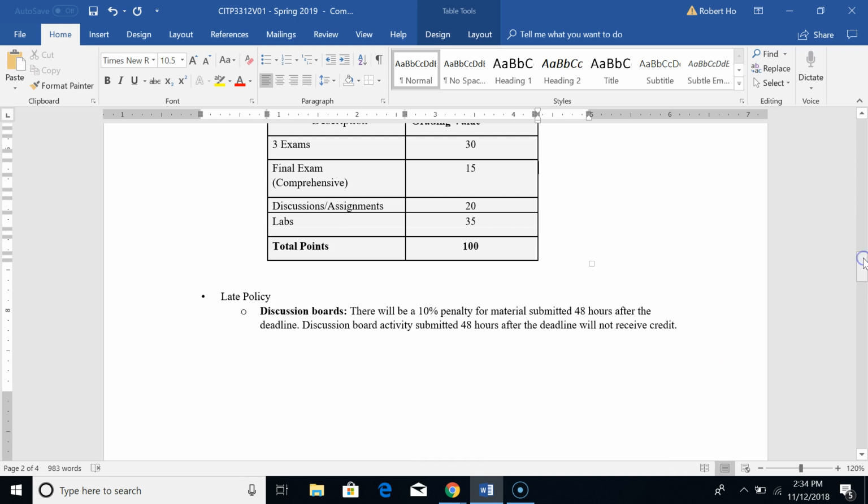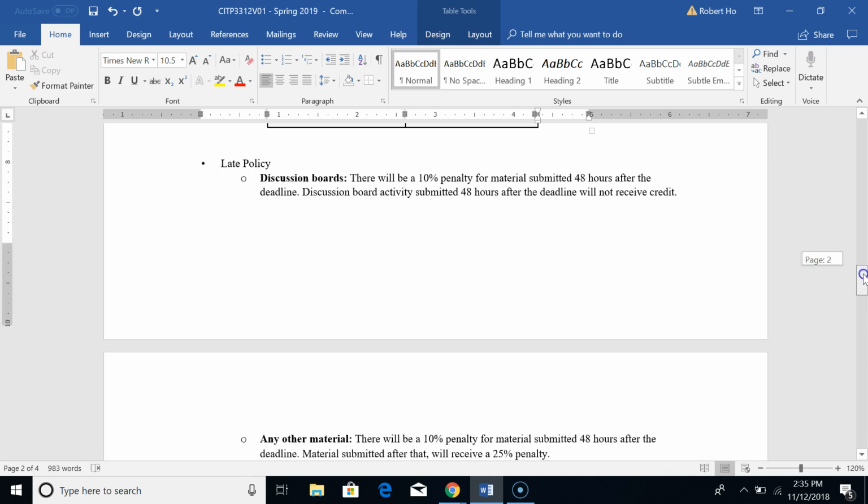Late policy for the discussion board: there will be a 10% penalty for material submitted more than 48 hours after the deadline. So make sure that students are always on time when answering the discussion or turning in the assignment. Do not wait until the last minute, because the way that we conduct the course is bi-weekly, starting on Monday and ending on Sunday at midnight. So try to finish the task early, a few days earlier. That way you don't have to rush completing the assignment.